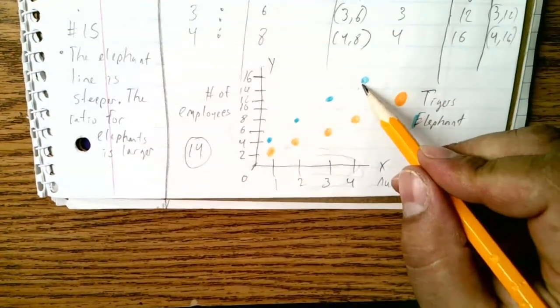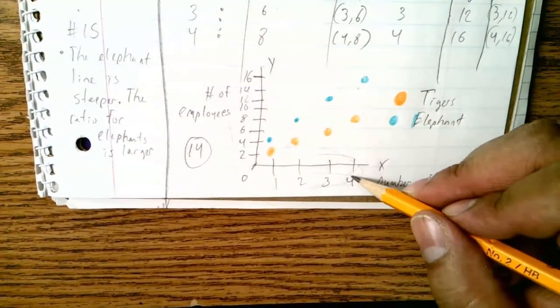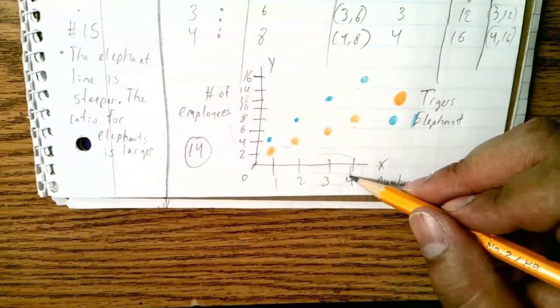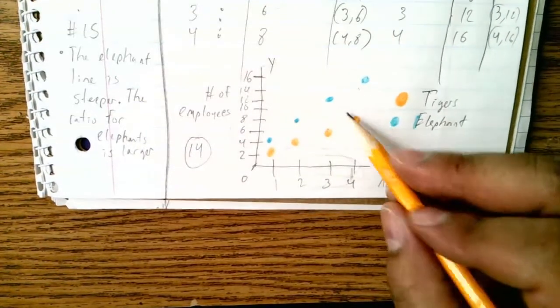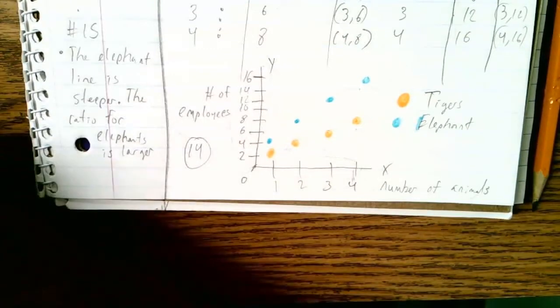And you're going to have way more employees if you have elephants than if you have tigers. Look at this. For 4 tigers, you only get 6 employees. For 4 elephants, you get 16. That's a big jump. By the way, I shouldn't have said 4. This is 8. Okay? Anyways, hope this made sense. Good luck.